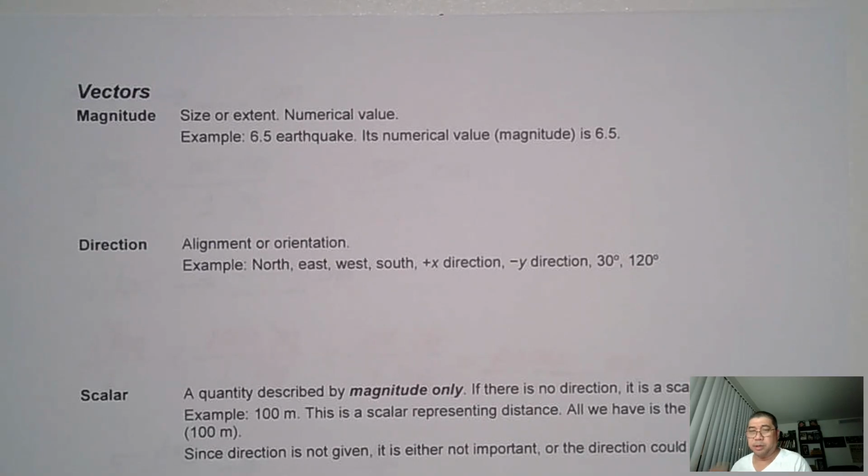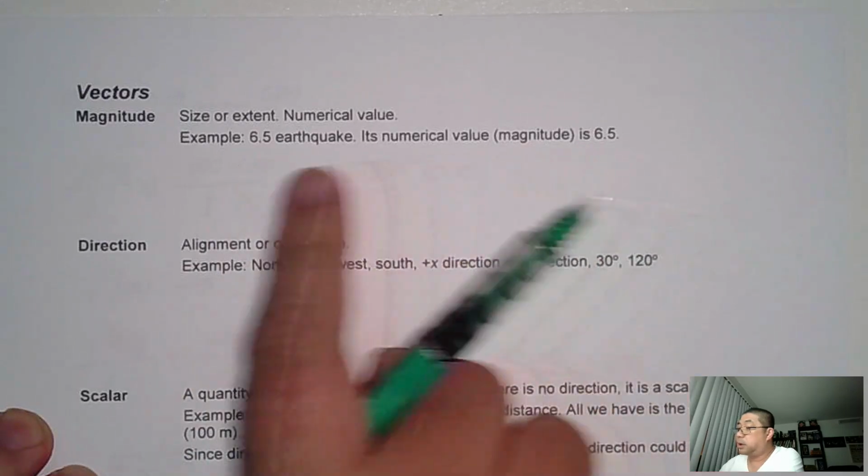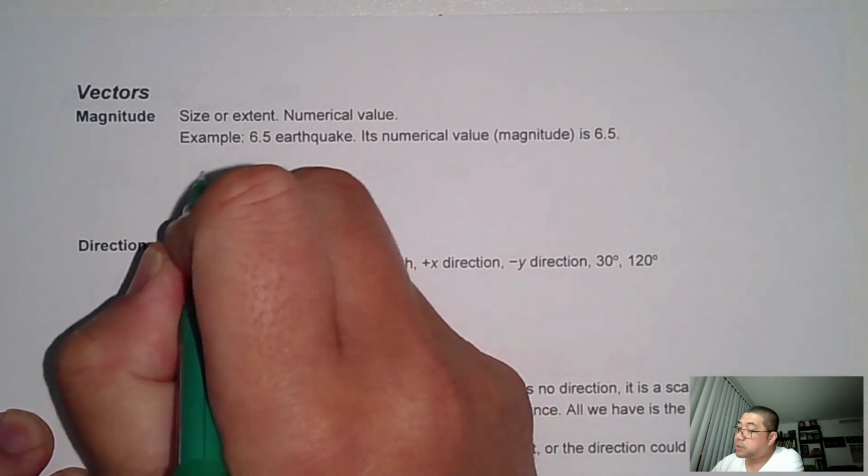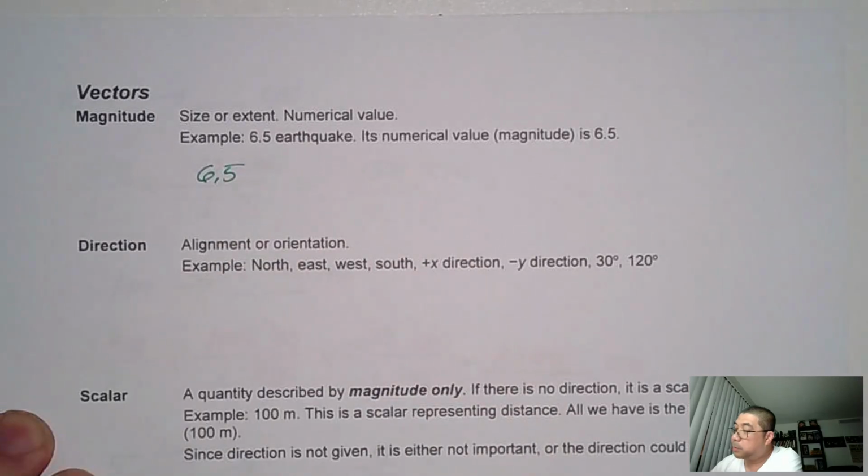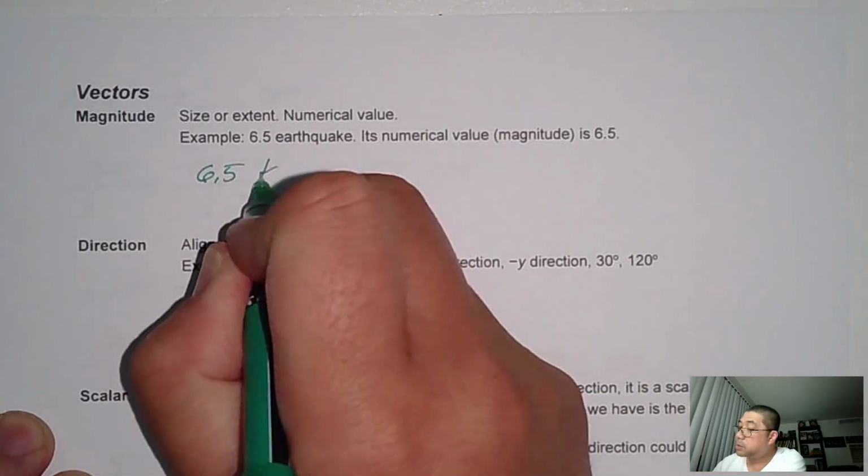I think I mentioned in regular physics class or physics of the universe class that it is the amount. Yes, it's correct. It's the amount. For example, a 6.5 earthquake. What if I change that 6.5? That's still the magnitude, but because of the change in units, and that we learned from the previous lessons, let's say 6.5 kilograms.